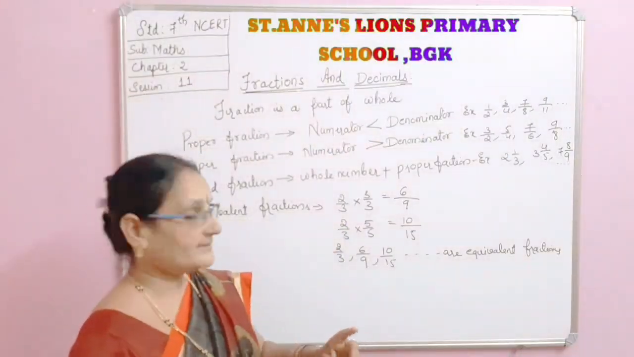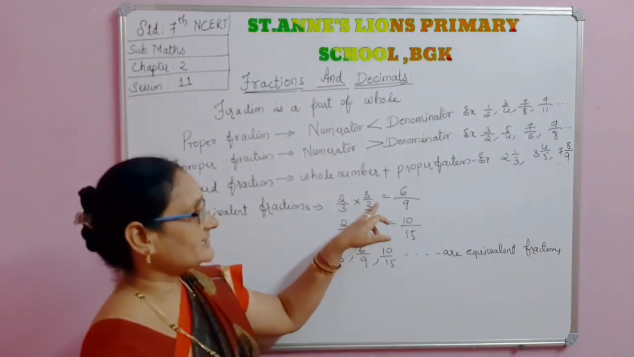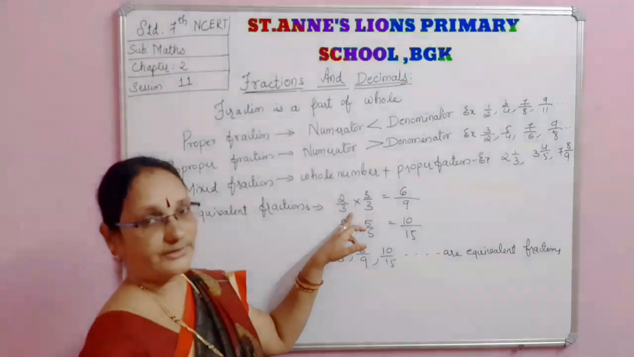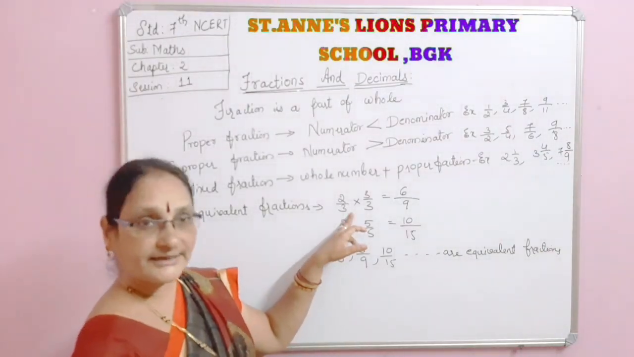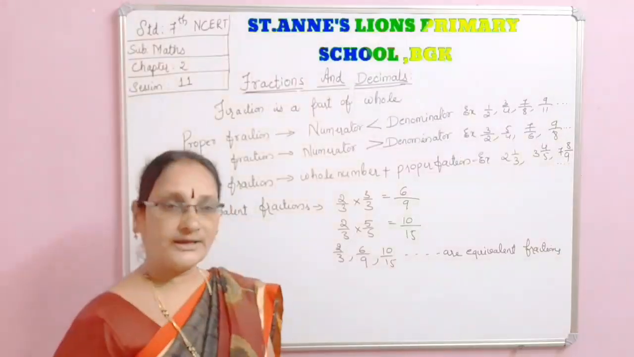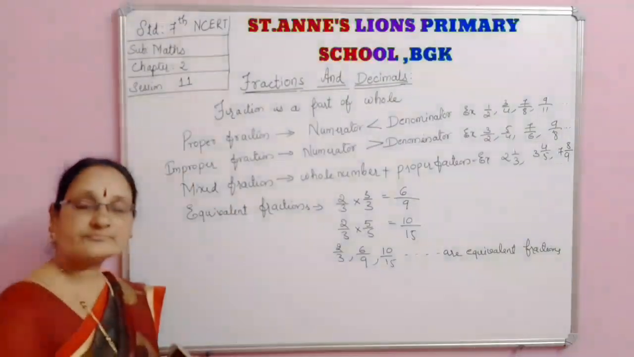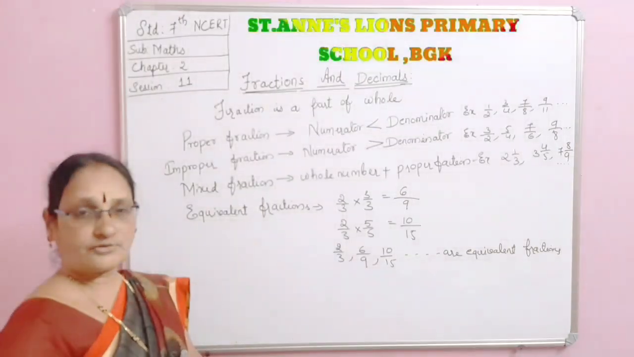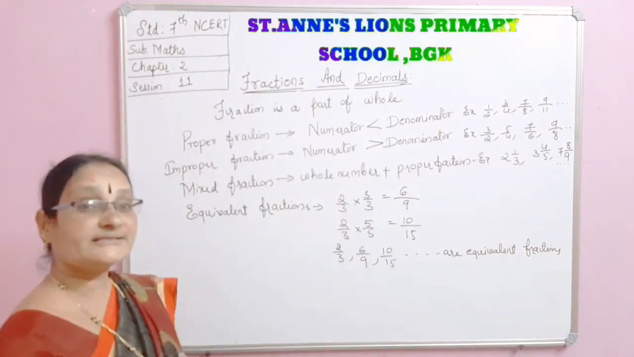But one condition is, you have to multiply the same number to both the numerator and the denominator. That is the main method to find the equivalent fractions. And after this, you also learnt addition of fractions, when there is the same denominator.